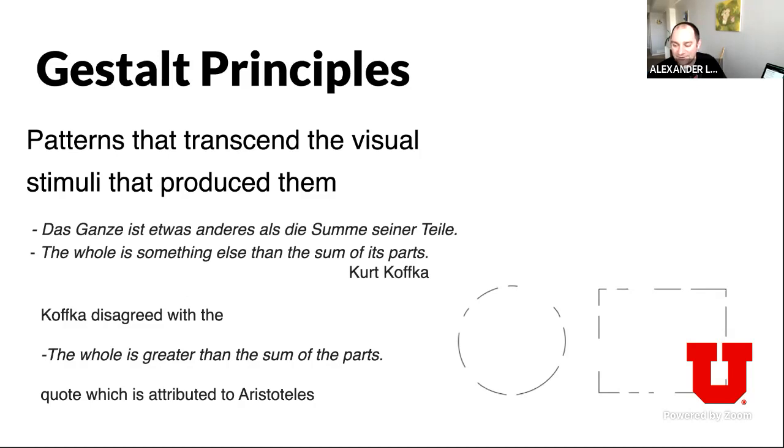So for example, here at the bottom, you see a couple of segments of a circle or a couple of segments of a rectangle, but they are not actually rectangles or circles. Your mind fills in the gaps here. So what you perceive is more than what is actually there. And there's this original quote: das Ganze ist etwas anderes als die Summe seiner Teile, which means the whole is something else than the sum of its parts.